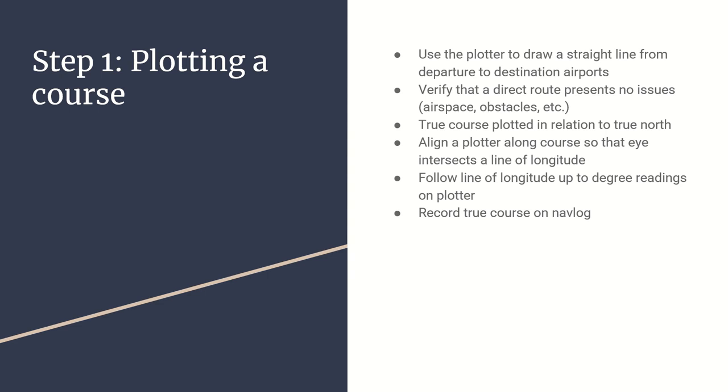Okay, so at the intersection where your line that you drew and the line of longitude meet up, put the eye right there. And if you just follow the line of longitude up to the top of the arc on your plotter, then you should be able to find your true course. Once you find out what it is, go ahead and write it down on the nav log.